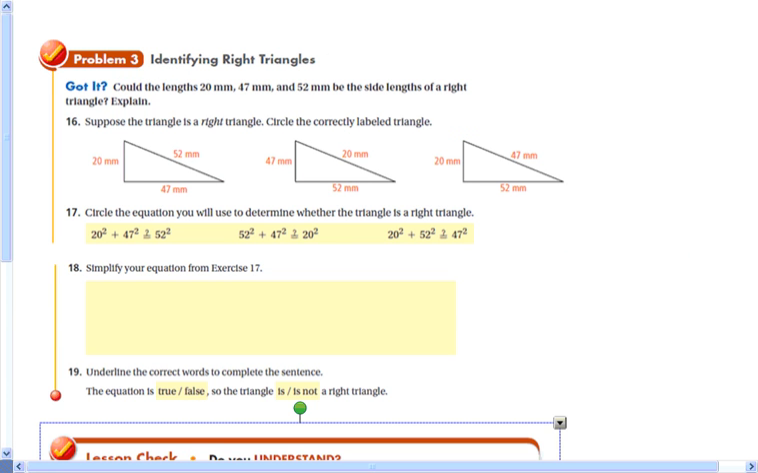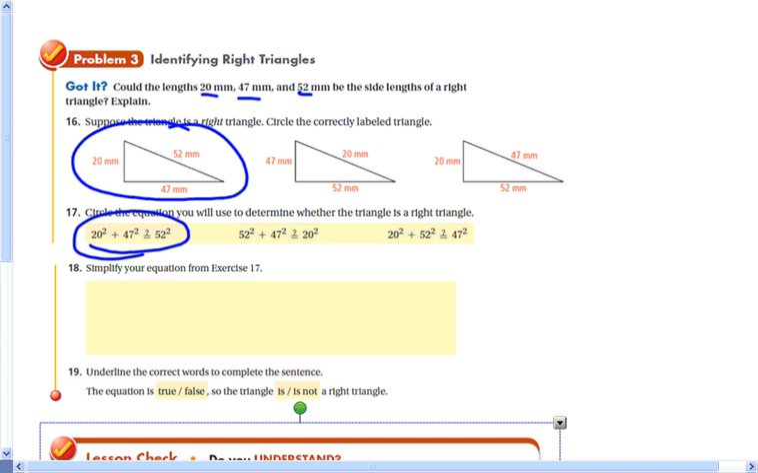All right, identifying right triangles. Could the lengths 20, 47, and 52 be the side lengths of a right triangle? And first of all, you have to make sure you're setting this up right, where you have the lengths in the right places. Obviously, 20 and 47 are going to be the two shorter sides. 52 is going to be the long side, which is the hypotenuse. And the only one that gives us that is this one. So then we want to check this equation. Is 20 squared plus 47 squared equal to 52 squared?